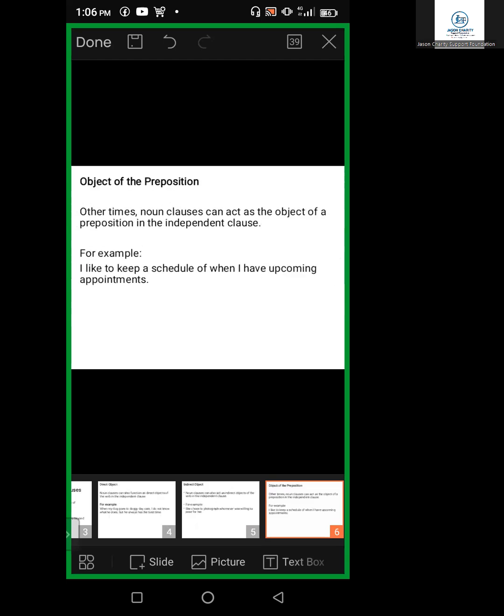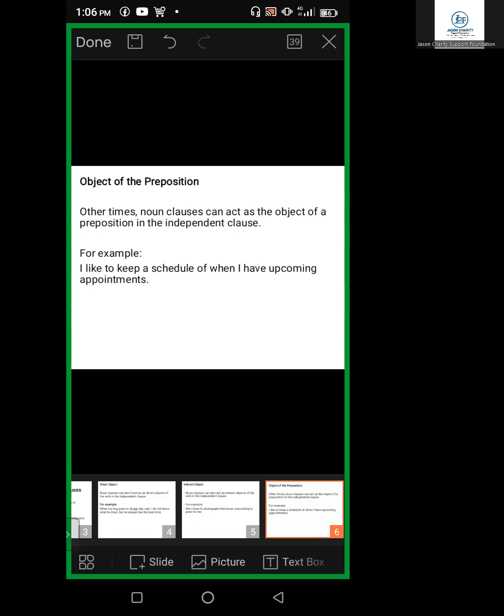Moving from there, a noun can also function as an object of a preposition. And just as we have said earlier, in any position where you have a noun functioning, you can have a noun clause functioning in there too. So now, the expression that we have here: "I like to keep a schedule of when I have upcoming appointments."